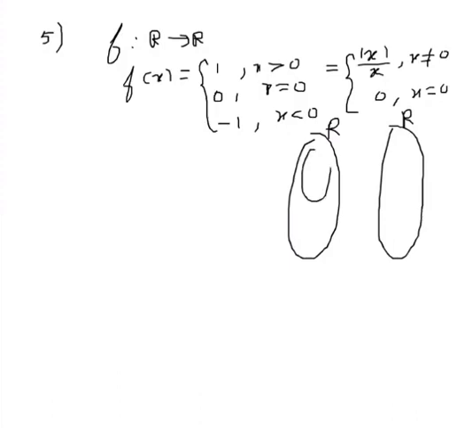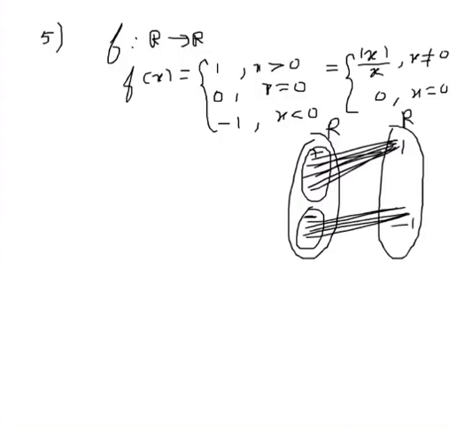For all positive real numbers, the answer is 1. How many positive real values are there? Infinitely many. For all negative real values, the answer is minus 1. And for 0, it is 0. Definitely it is not a one-one function. So we can say f of 2 and f of 3, both are positive values, so the answer is 1. Therefore, f is not one-one.